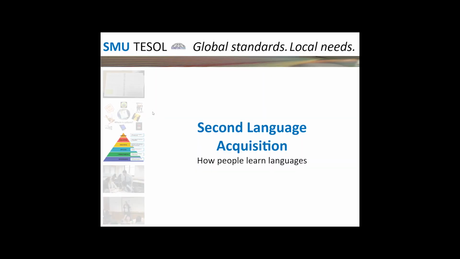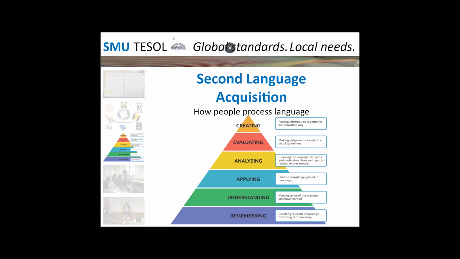Second language acquisition. This is the science of how language is learned or acquired, right? You might have seen this before. This is Bloom's taxonomy. Some of you know what I'm talking about. So we talk about things like how complex our questions and activities should be for students, right? Because we know they learn more when they're processing things deeply, right? Not just copying and repeating.